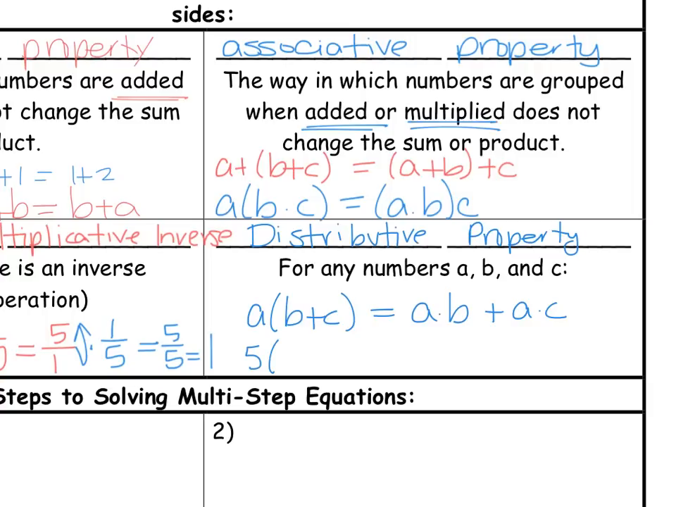Same thing, so let's do some numbers. If I have 5 times the quantity 3 minus 2, and it works over addition and it works over subtraction, that's going to give me 5 times 3 minus 5 times 2. This side will give me 5 times 1, because 3 minus 2 is 1, which is 5. 5 times 3 is 15. 15 minus 10 is 5. So we get the same answer either way. And we're going to use those properties to help us solve multi-step equations.